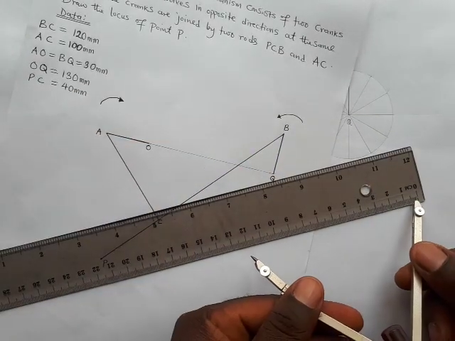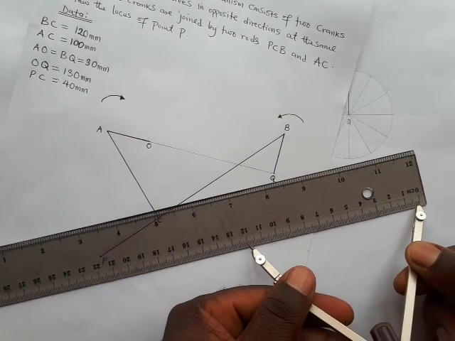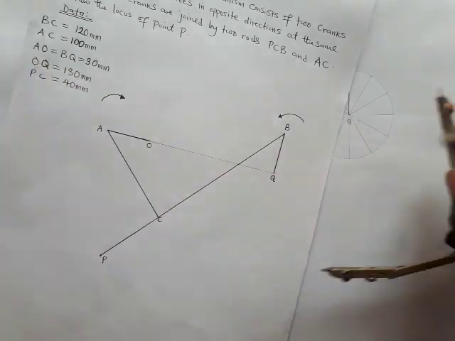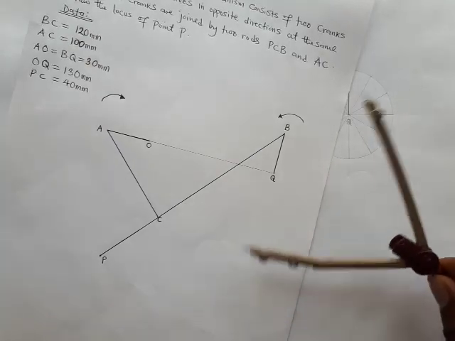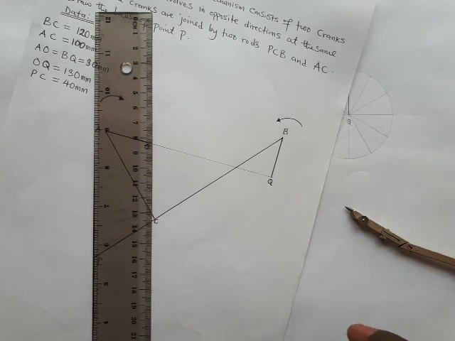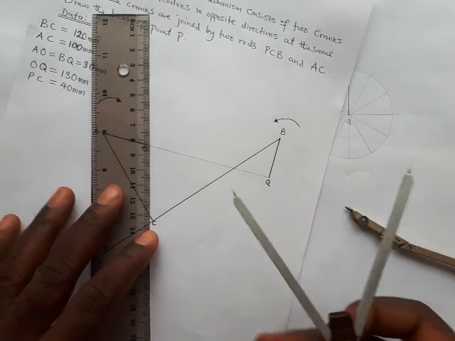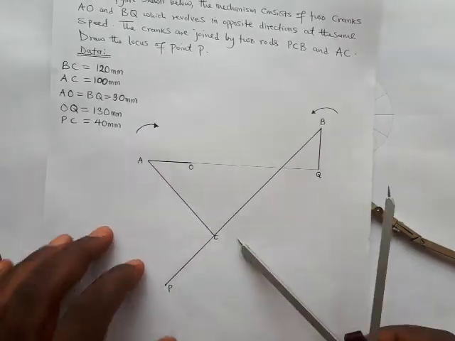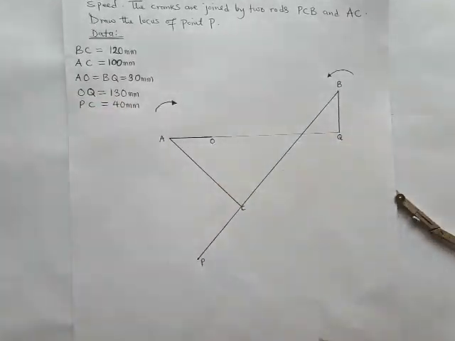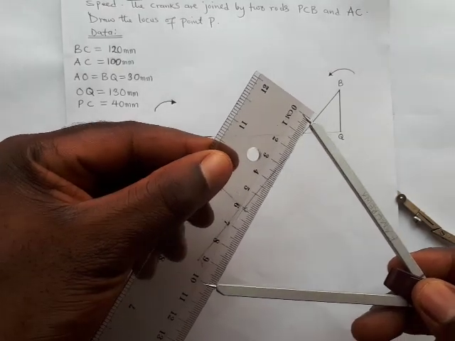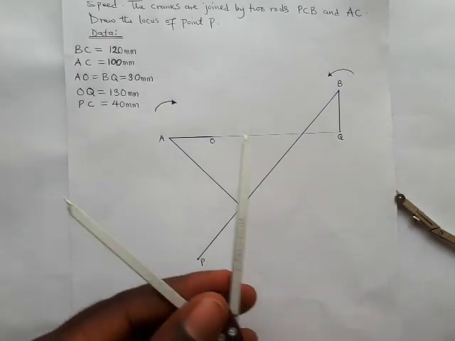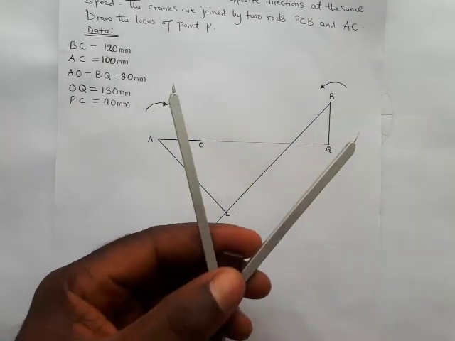So here we have 12 centimeters. All right, then you keep this radius. Just keep it and get another pair of compass. But if you don't have a pair of compass, you can also use a pair of divider. So for AC, what do we have? 100. So you stretch 100. So here, this is 100. That's 10 centimeters. All right, so you keep both fixed. So this is 120 and this is 100.